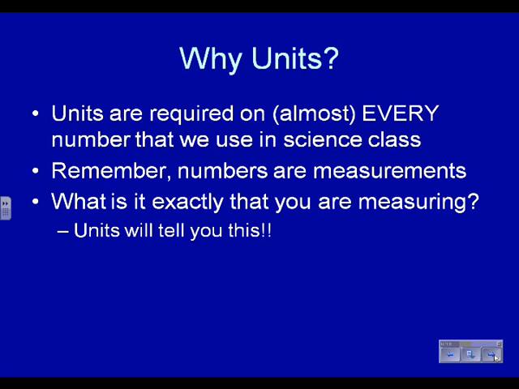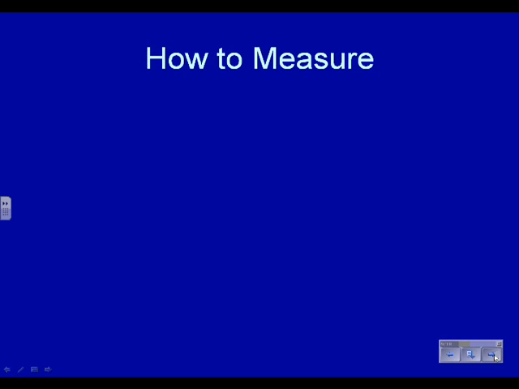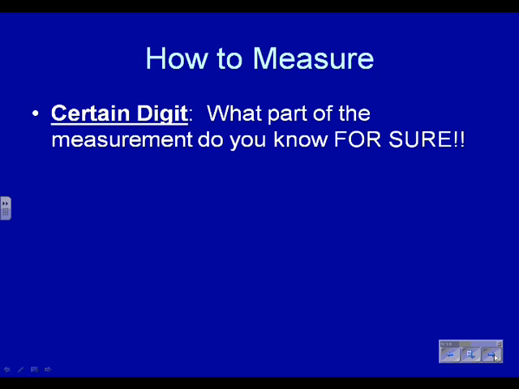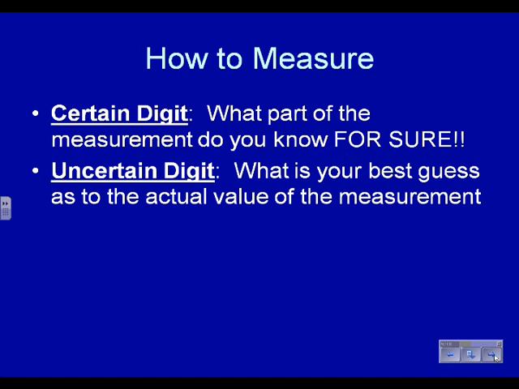All right, let's get down to the nitty-gritty of this: how to measure. All of our measurements are going to have 2 parts. There's a certain part, the part of our measurement that we know for sure, without any doubt. But then there's always the uncertain digit. What is our best guess at the actual value of a measurement? There is no such thing as a 100% accurate measurement. All right? It just doesn't exist.